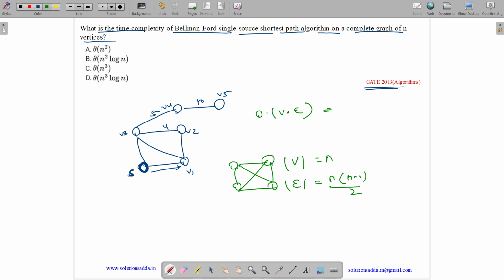So here, if the number of vertices is n, the number of edges is n into n minus 1 by 2. So this comes out to be n square into n, which is order of n cube. So the answer to this question is option C. You can say theta of n cube, big O as well as omega, all you can say. So theta of n cube is the answer.